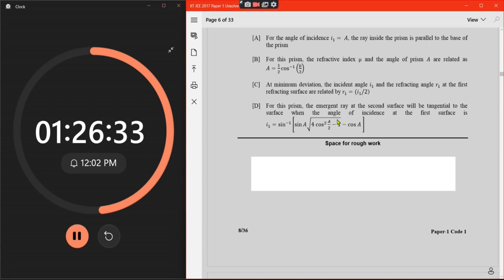So this is the critical angle, which is what? We're going to take a sine. 1 upon mu, which is 1 upon 2 cosine of A upon 2. This is very weird actually. I need 90, but this is just that. Mu is just this. So it's sine inverse of 1 upon mu, which is this thing.